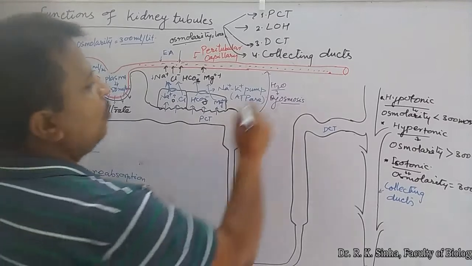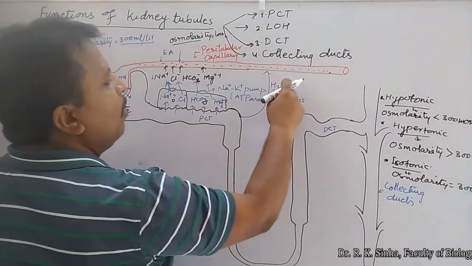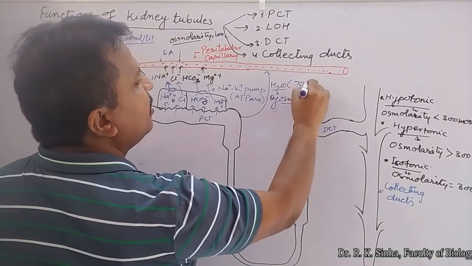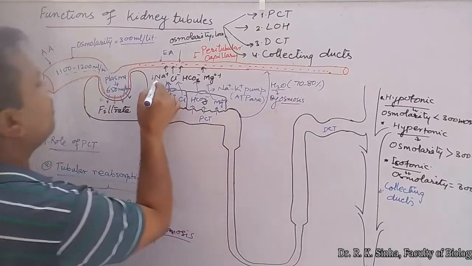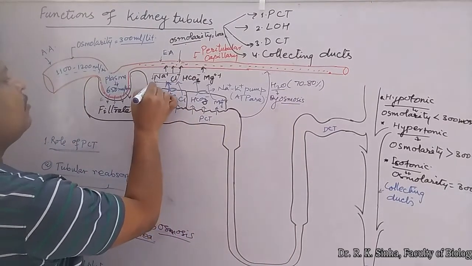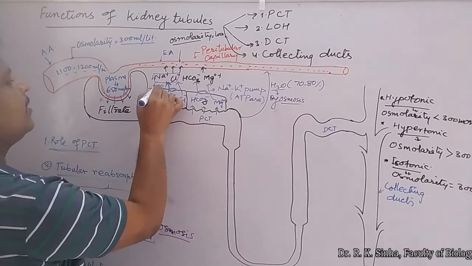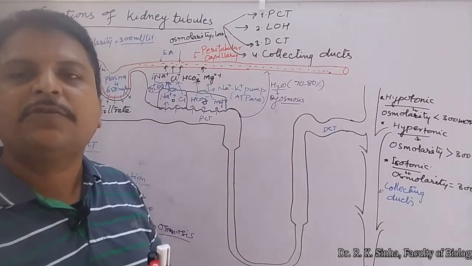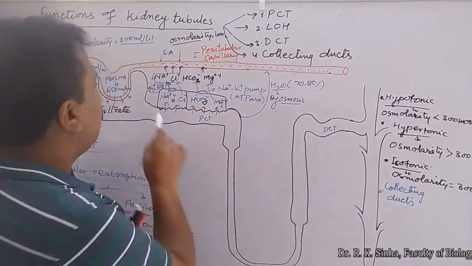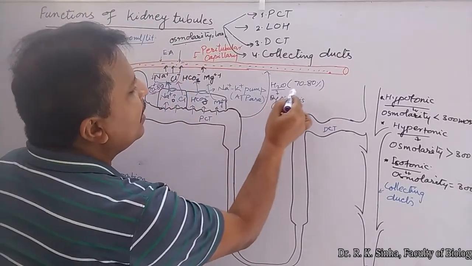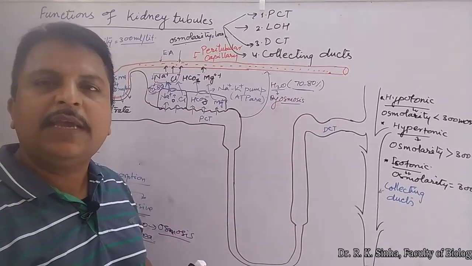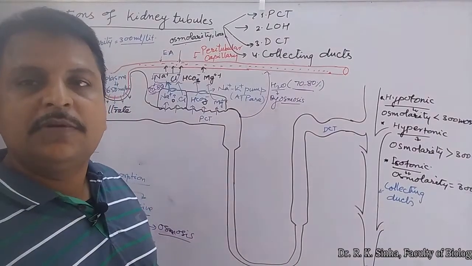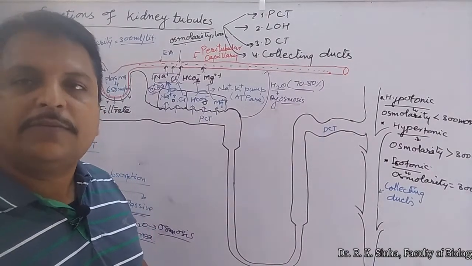Now the question arises: what percent of this water is reabsorbed? 70 to 80% water. And what percent of sodium chloride is reabsorbed? It is also 70 to 80%. Okay, so there is isoosmolar reabsorption of water and electrolytes, both reabsorbed from the PCT into the peritubular capillaries in equal amount. So there is isoosmolar reabsorption.